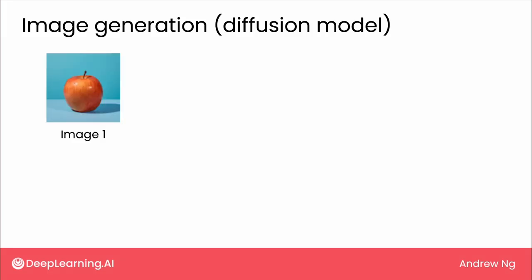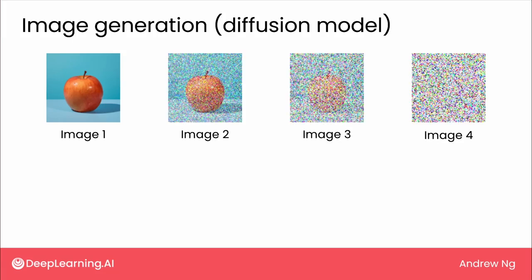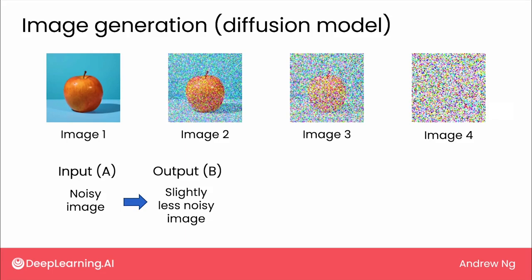Here's what it does. Let's say the algorithm finds a picture on the internet of an apple like this, and it wants to learn from pictures like this and hundreds of millions of others on how to generate images. The first step is to take this image and gradually add more and more noise to it, so that you go from this nice picture of an apple to a noisier, to an even noisier, to finally a picture that just looks like pure noise, where all the pixels are just chosen at random and it doesn't look at all like an apple. The diffusion model then uses pictures like these as data to learn using supervised learning to take as input a noisy image and to output a slightly less noisy image.